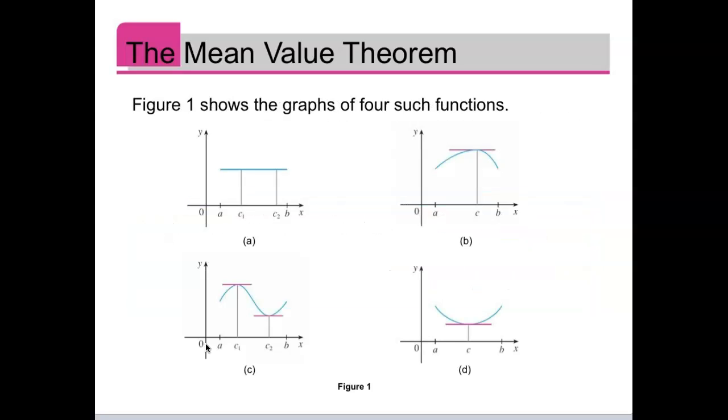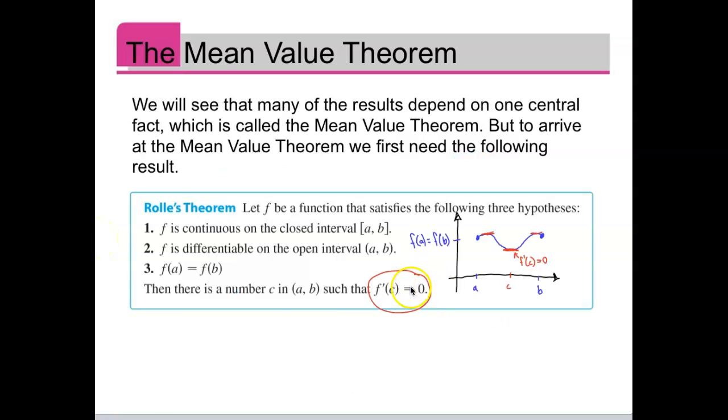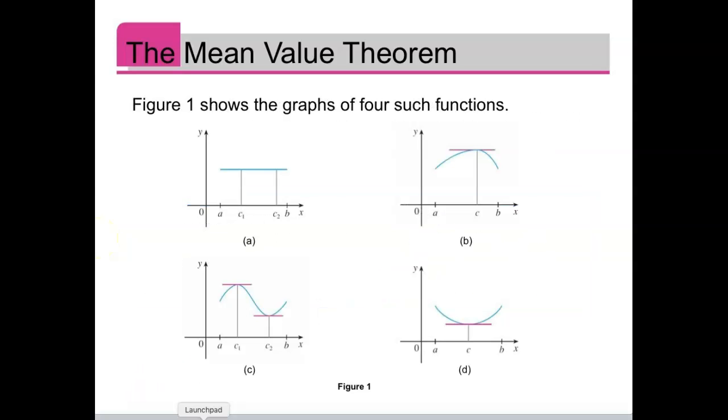So here's a couple of different graphs that all satisfy the first three. These are just examples of graphs that satisfy those first three hypotheses and then how the conclusion would play out. So B, C, and D are pretty obvious. A is the context where it's just a horizontal line, so every point in between a and b is another value of c where you would have a horizontal tangent, right?